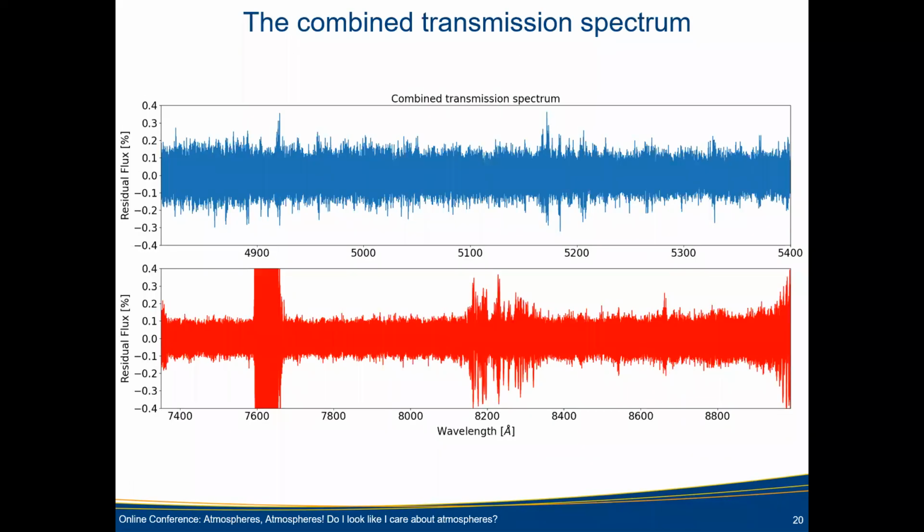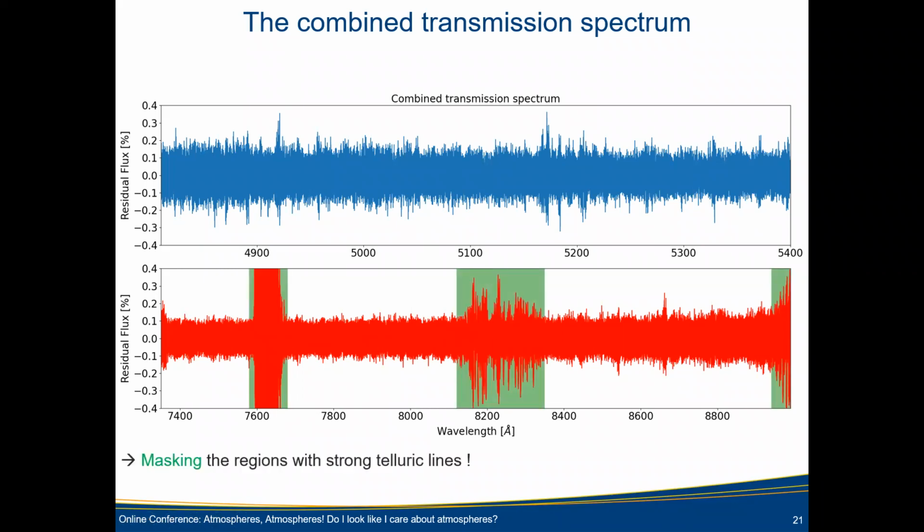And this is the combined transmission spectrum, and you see the residual fluxes, which are very low. However, you can also see again the telluric lines. To get rid of them was also not a problem, because the species which we investigate has no major lines in the regions where we mask the telluric lines. So let's now go to the results.